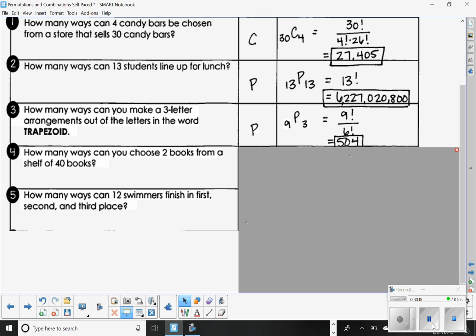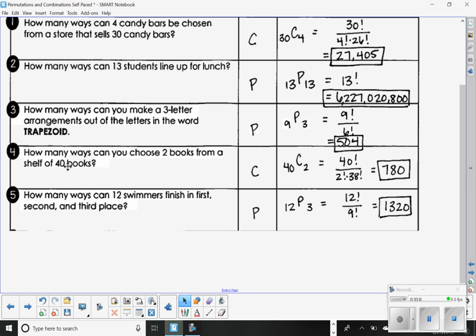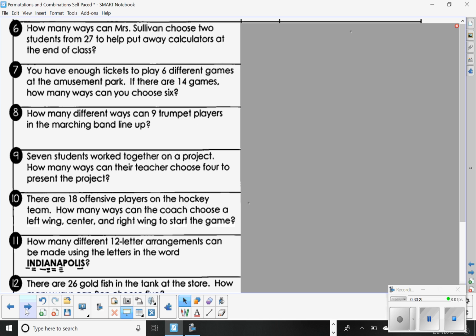Pause the video. You're done? Fabulous. Here you go. How many books can you choose, 2 books from a shelf of 40? Doesn't matter, you're just getting 2. It doesn't matter which order you pick them in, you still have the 2. You're 1 person getting 2 books. How many ways can 12 swimmers finish first, second, and third place? Permutation. Moving on.